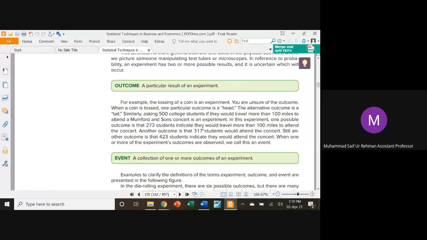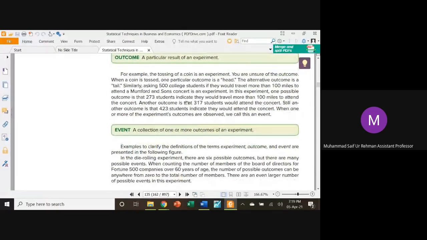Okay. Similarly, in case of dice, you can say this is the story for outcome, which I have already explained. There may be several examples. Let's say asking 500 college students if they would travel more than 100 miles to attend a Mumford and Sons concert is an experiment. Basically there are 500 college students, and out of them 100 are interested to travel. So what is their ratio, their probability? 100 divided by 500. In this way you can find out. You may read the example on your own, but for the time being we are interested simply in learning the definitions for the different terms that we normally use.